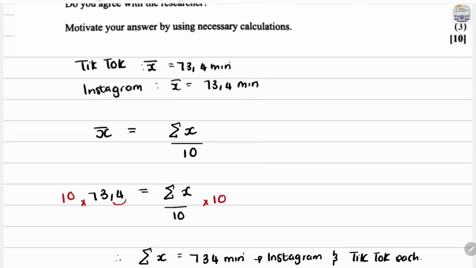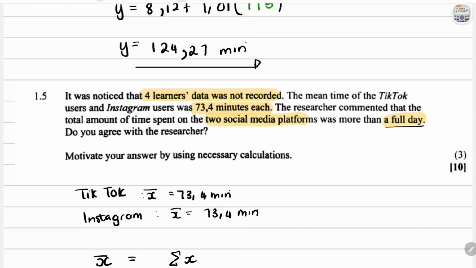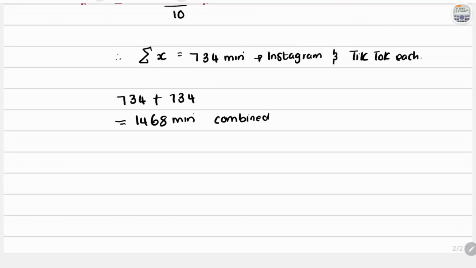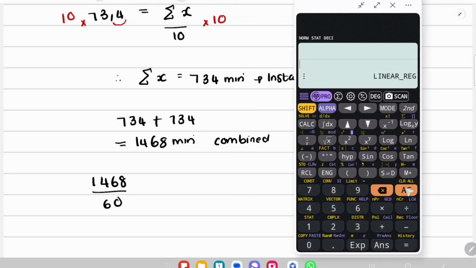And what we have to find out is if the time that they spent was more than a full day. A full day is how many hours? It is 24 hours. So we need to find out if this time is greater than 24 hours. Well, this is in minutes right now. It needs to be in hours to be compared to 24 hours, right? So we can convert that into hours by dividing this by 60.